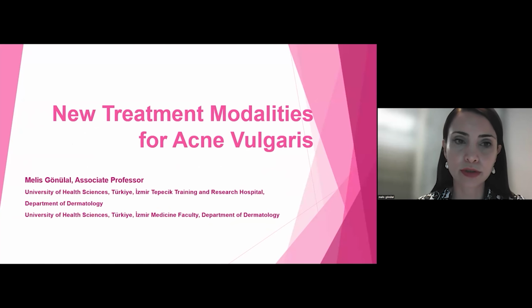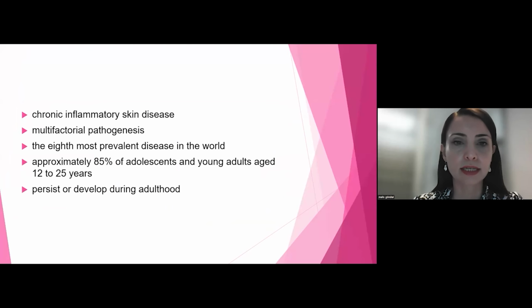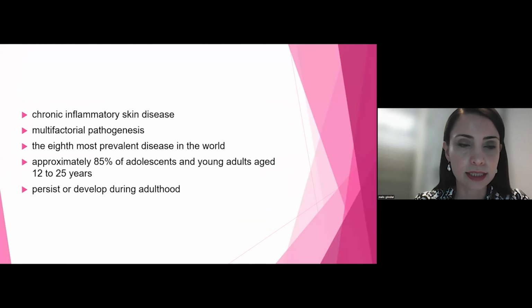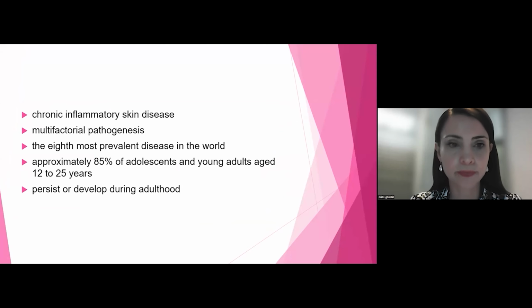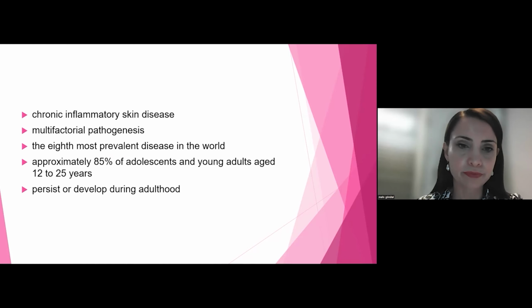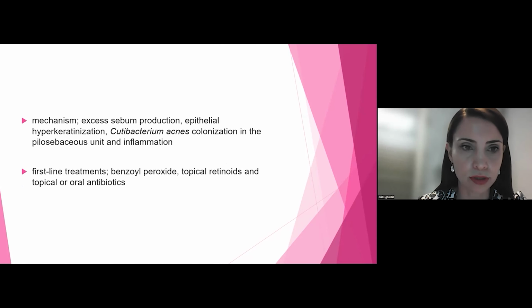Hello, everyone. I will present today to you new treatment modalities for acne vulgaris. Acne vulgaris, we know, is a chronic inflammatory skin disease, and it has multifactorial pathogenesis. This disease is the 8th most prevalent disease in the world, and approximately 85% of adolescents and young adults aged 12 to 25 years have acne vulgaris in this population. It can persist or develop during adulthood.